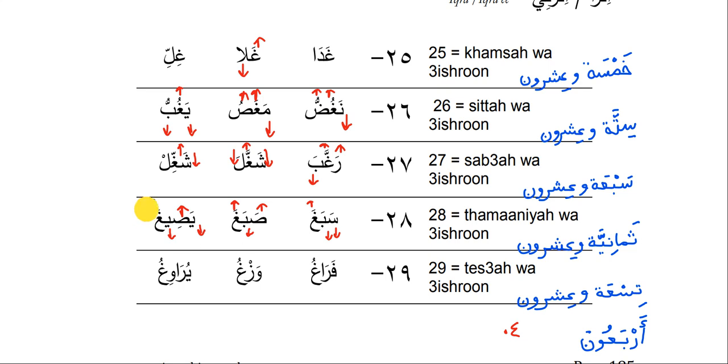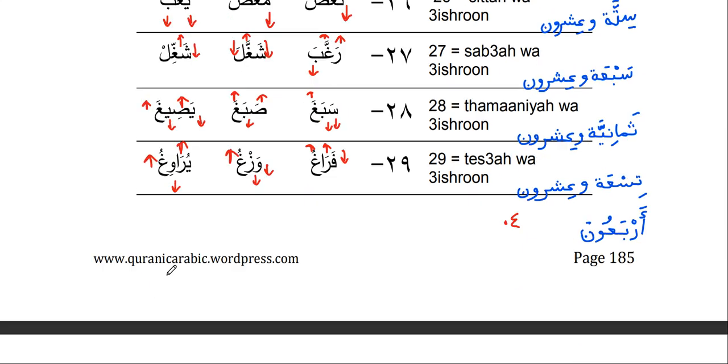يصيغ, this is heavy, and فراغ, this is heavy. This is light, this is light. وزغ. يراوغ, this is light. That's how you pronounce Arabic words.